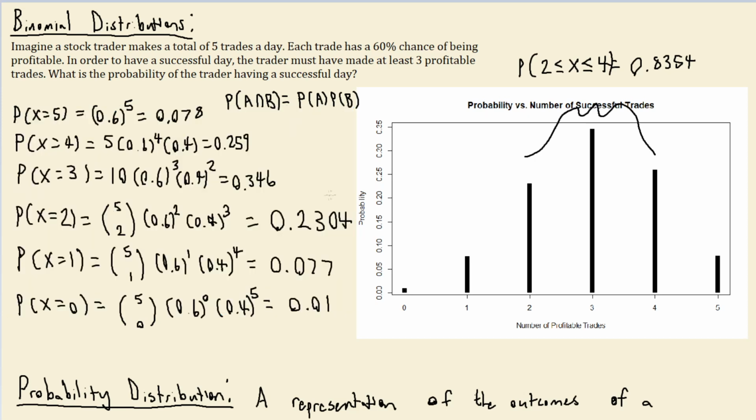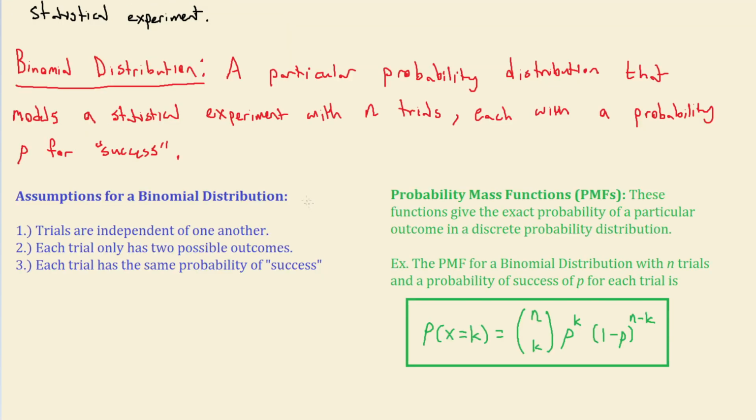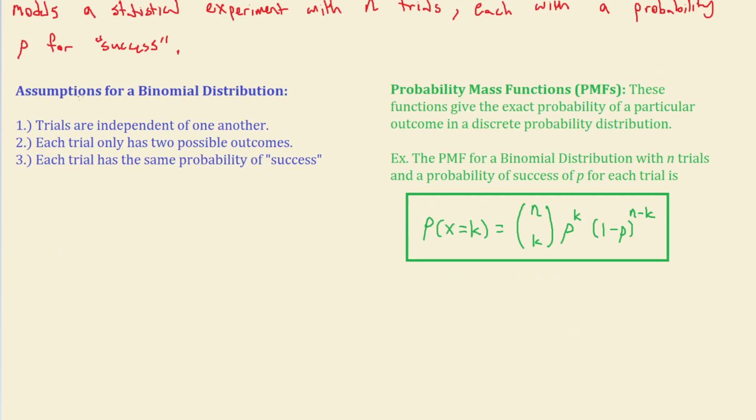All right, so summarizing all of this information, we have a couple assumptions that need to be made for a binomial distribution. One, we need to assume that the trials are independent of one another. If they weren't independent of one another, then what happens in one trial would affect the probability of what happens in the other trial, and this would violate our third assumption here, which says that each trial needs to have the same probability of success.